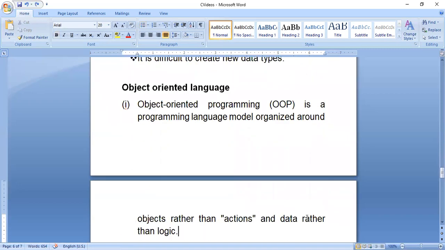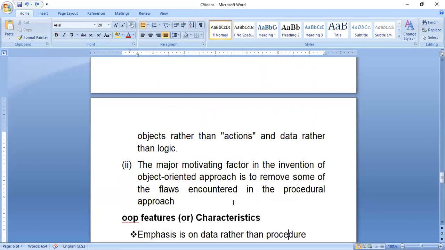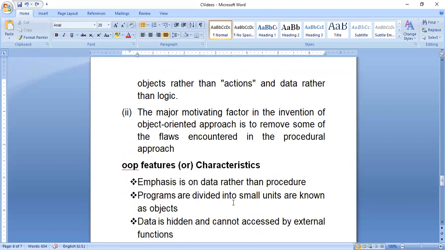Object-oriented language. Object-oriented programming is a programming model organized around objects rather than actions, and data rather than logic. We are concentrating on objects, not actions, on data, not logic. Actions and logic are part of the procedure-oriented programming language. The major motivating factor in the invention of the object-oriented approach is to remove some of the flaws encountered in the procedure-oriented approach.